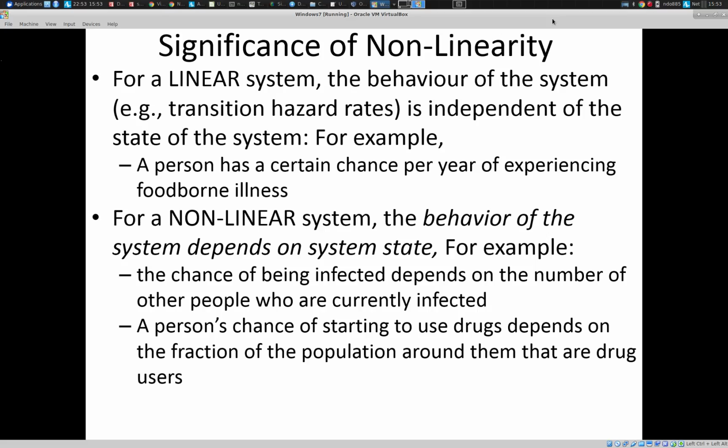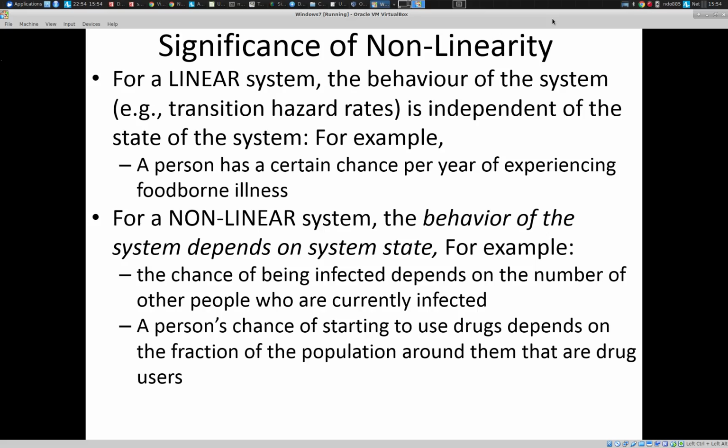So my talk here begins with a reflection on nonlinearity. I've used this term a couple times during the boot camp to talk about a linear system or a nonlinear system. There are different definitions that can be used for nonlinearity that emphasize different components of it. One way to see it is a system where the behavior of the system, such as the hazard rates of transition between states, depends on the state of that system.